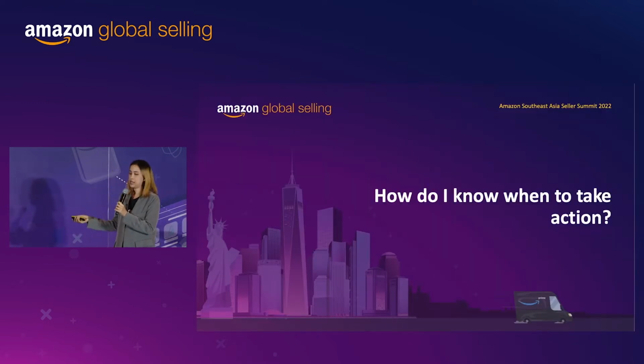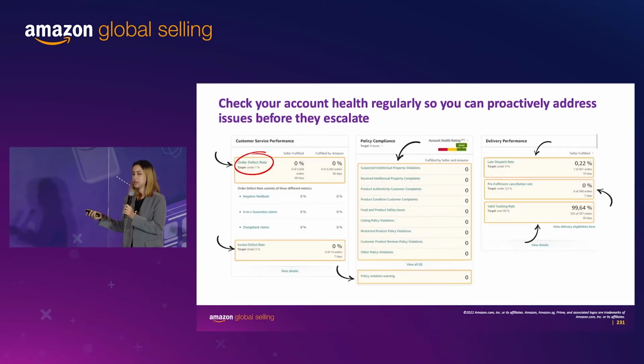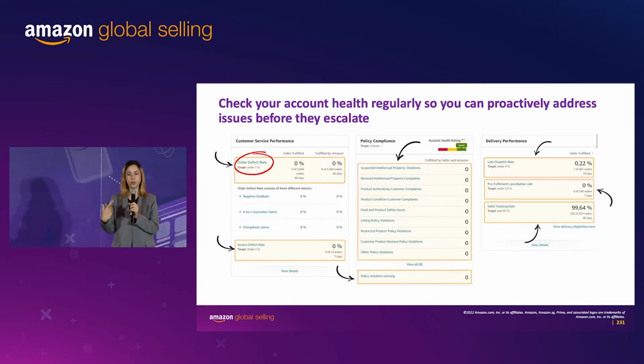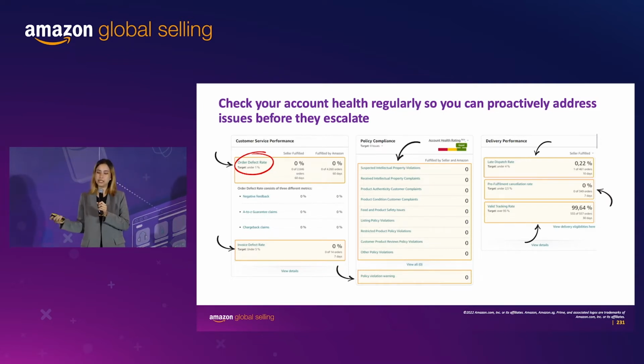So how do you know when to take action? First things first, let's talk about what you need to look at on your account health to understand the next actions you need to take. As I was saying, it is important to address any account health issues before they escalate. So check your account health regularly, it could be daily, it could be weekly. That completely depends on your business, the volume, how much you're selling. Checking and addressing issues early is super critical. What does this mean? This means proactively addressing any order defects, invoice defects, late shipment, cancel rates, and valid tracking rates.